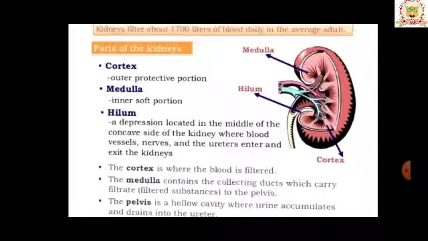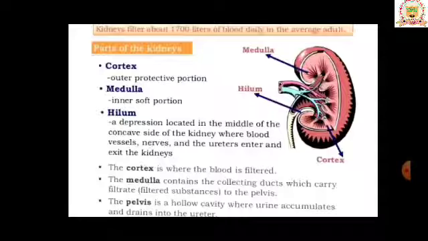So the cortex is said to be the outer protective portion, medulla is said to be the inner soft portion, and hilum, it is a notch or a depression located in the middle of concave side of kidney where blood vessels, nerves and the ureters enter and exit the kidney. So you have to remember this notch. It's very important. From here itself the vessels are going to enter, nerves are going to enter, and ureter are going to carry out the urine, and the renal arteries and renal vein is going to get situated on the same region.